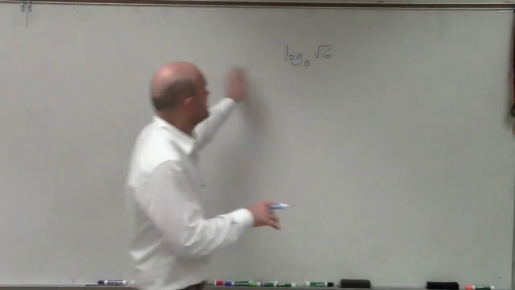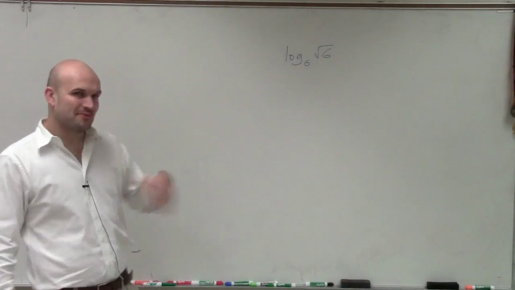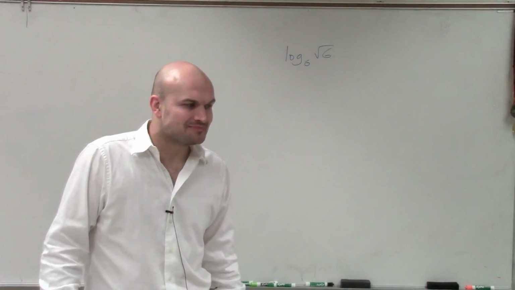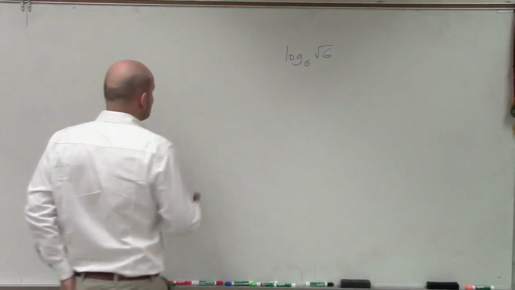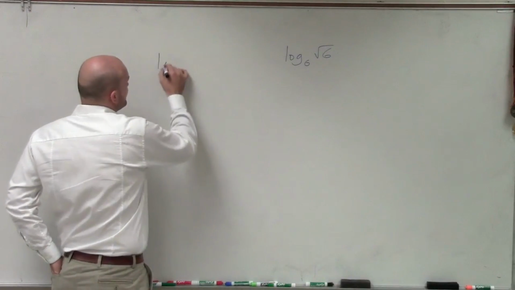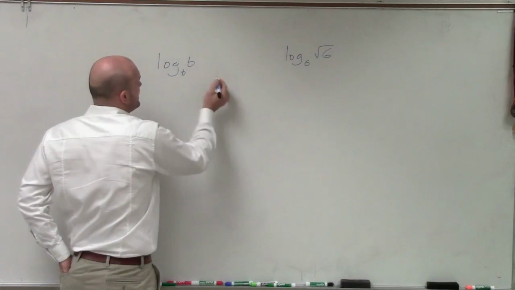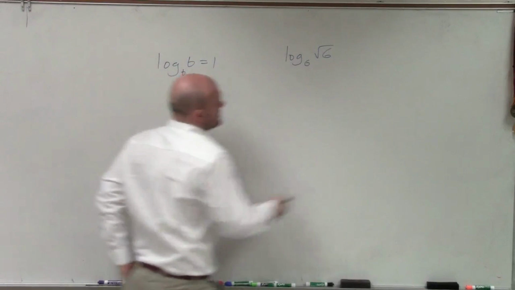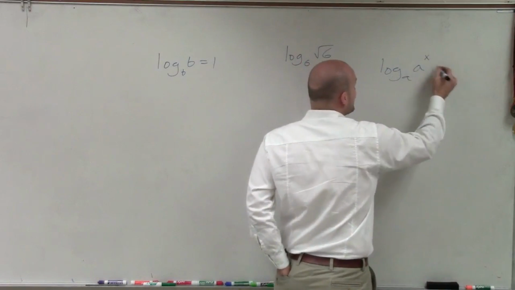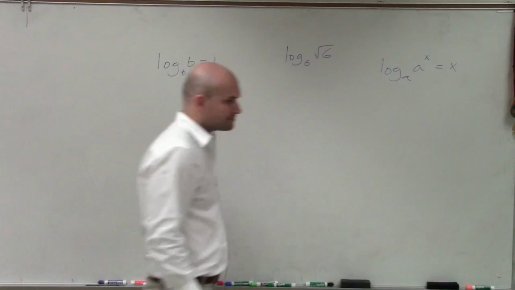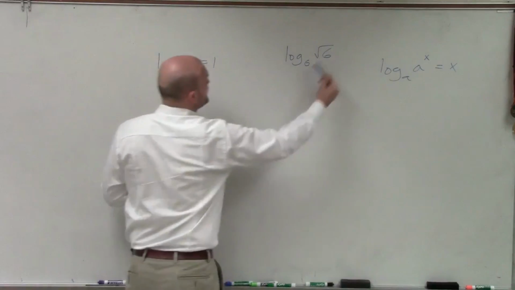Welcome. So in this case, what I have is log base 6 of the square root of 6. And this brings an interesting question. How are we going to simplify this one when we're familiar with, if I had log base b of b, we know that equals 1. And if I had log base a of a raised to the x, we know that equals x. But in this case, I don't have the exact same bases.